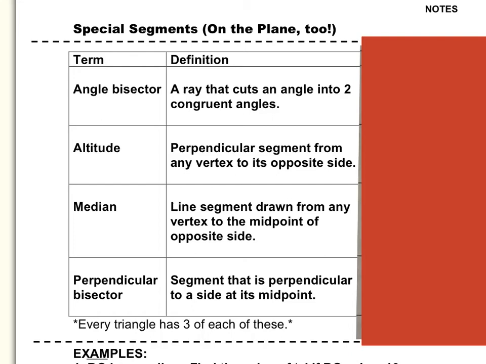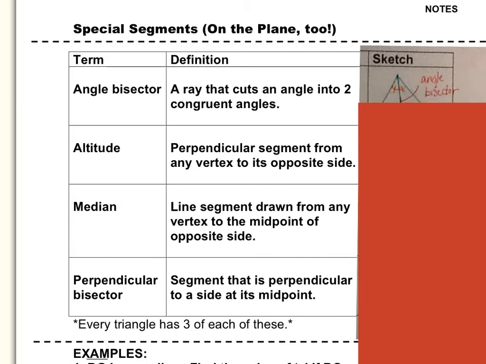We're going to talk about special segments with triangles today. First, we're going to talk about what they are and what kind of properties they hold for triangles, and then we're going to look at some applications. The first one that we're going to talk about is an angle bisector.